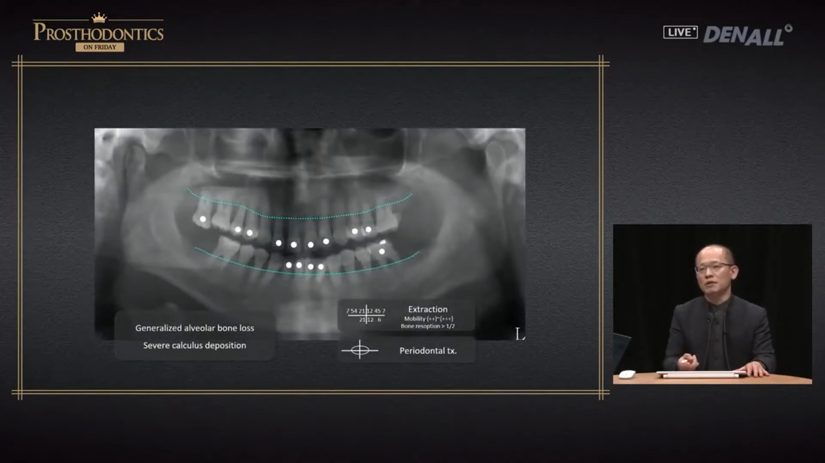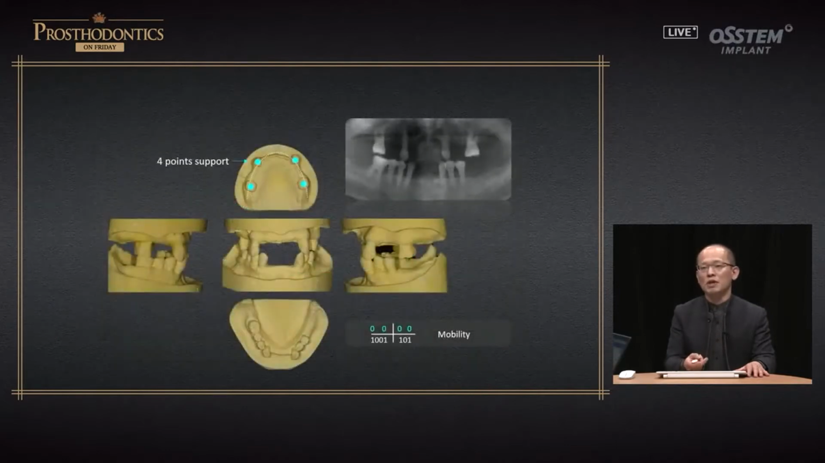So this is one case. Overall, there are teeth, but because of perio problems, you have to extract, and there are 4 remaining on the upper side and a few on the lower side. So you see the vertical dimension is still maintained. So rehabilitation becomes easier.